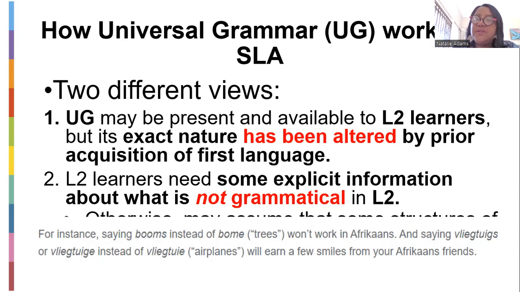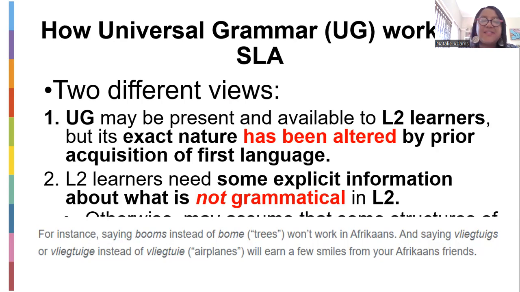For example, in certain indigenous languages, there's not a distinct difference between he and she. They might call it one word. So that might be how they acquire language in their first language. But when it comes to the second language, which may be English, where there's a distinction between he and she, the person might be confused. Okay.